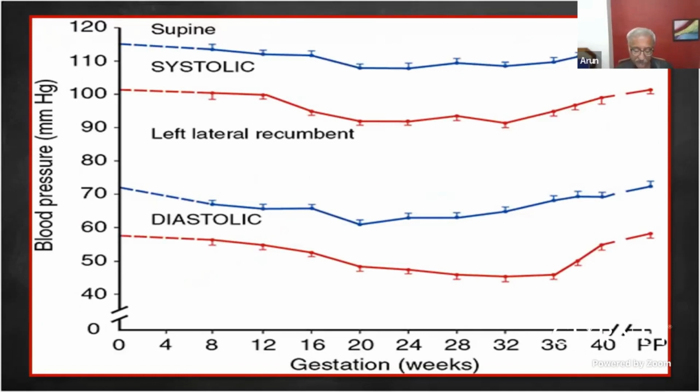Another important thing which one has to understand is how we measure blood pressure. Many times we measure it in supine position or left lateral recumbent position. There is a difference. If we measure in left lateral recumbent position, your systolic as well as diastolic blood pressure are slightly less than if we measure it in a supine position. So this is important. One has to remember this while measuring the blood pressure of a patient.